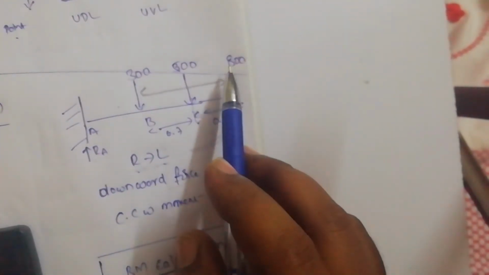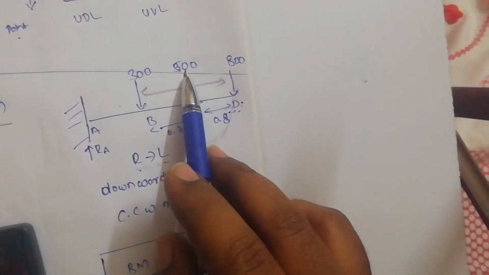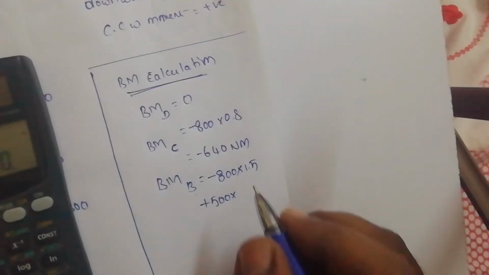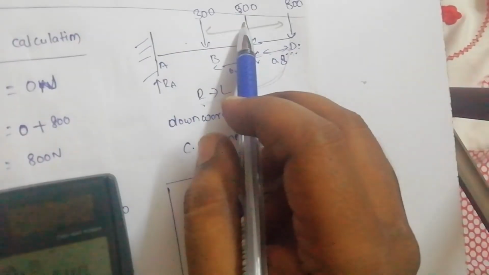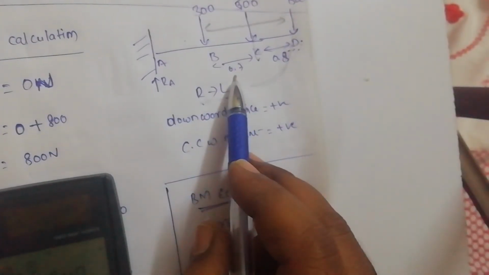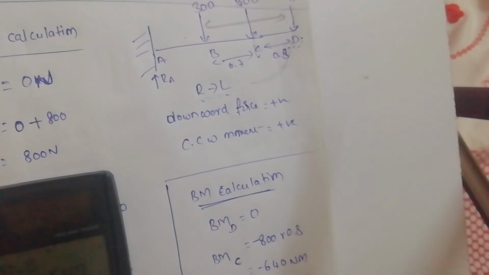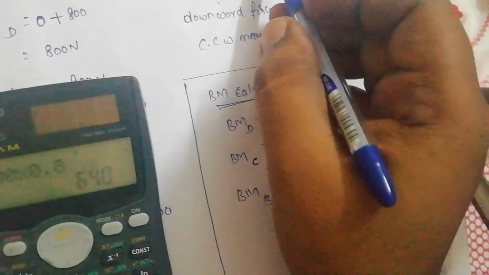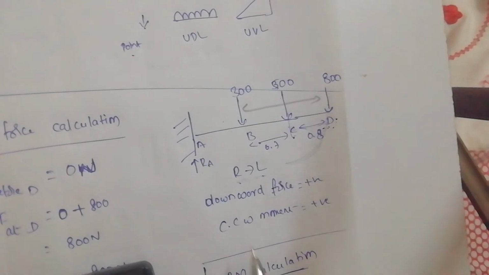Next, we have solved for 800. Another force is present on the right side of point B, that is 500. So plus 500 into the distance from the 500 load to point B, which is given here as 0.7. Sorry, here I have taken plus, that should also be minus. Why minus? This is also trying to rotate clockwise, you can see here. So you will get the answer like this.